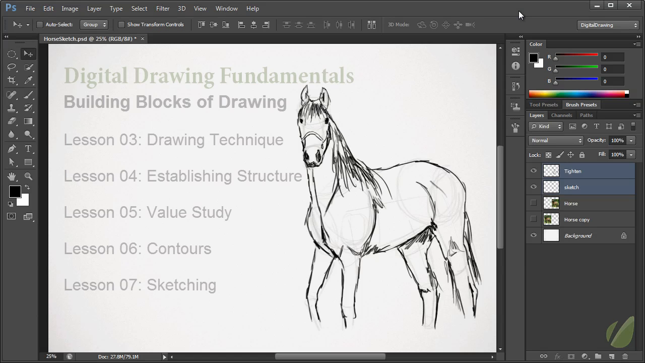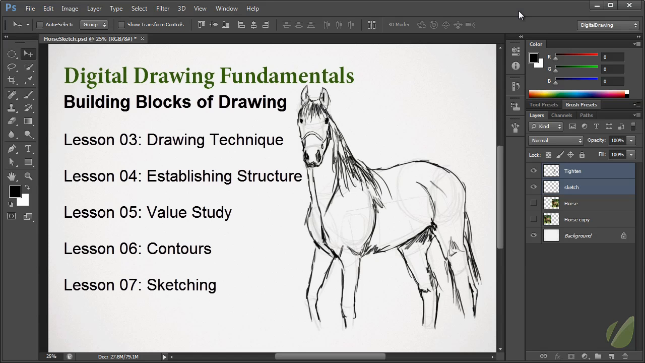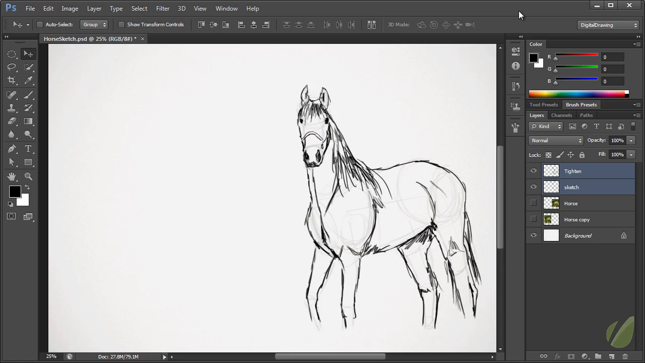The second section of the course is building blocks of drawing. That will include lessons 3 through 7, where we'll talk about drawing technique, as in how to hold your stylus, which is really the digital pencil, and we'll talk about establishing structure, finding contours, looking at a value study, all the way up to sketching and how to capture shape and motion in just a few seconds.